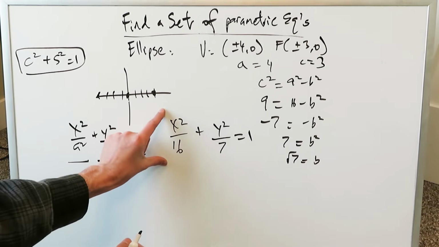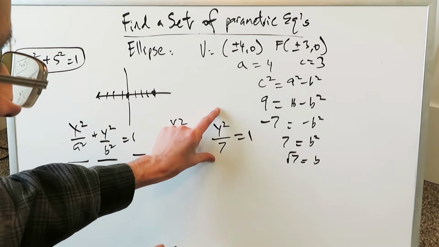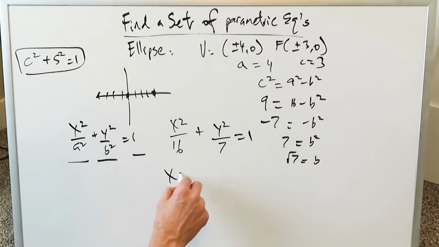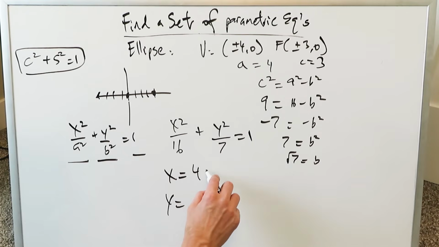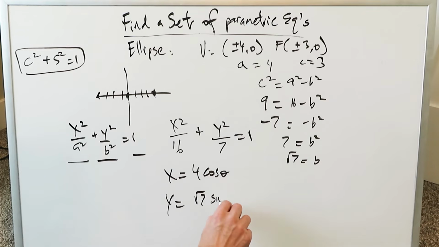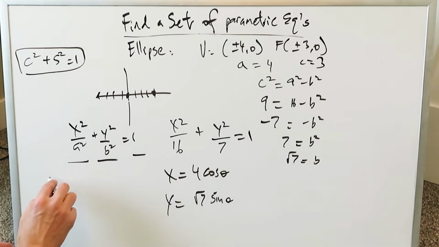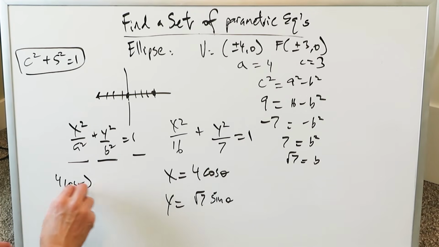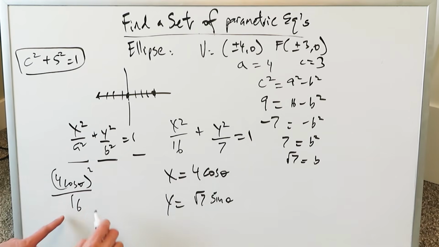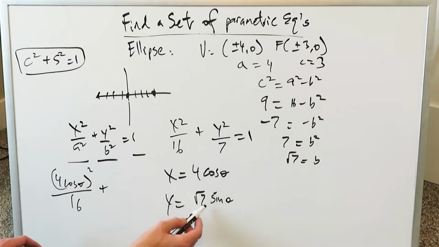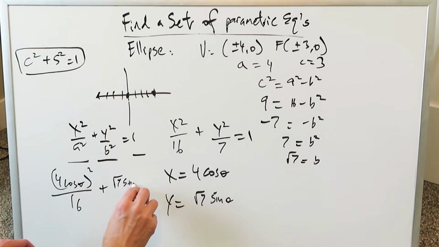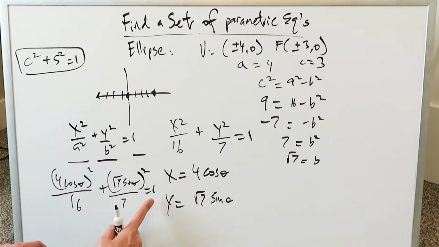I need to somehow develop this into cosine squared theta plus sine squared theta equals 1, and those would be your parametric equations coming into play. For x, if I were to put a 4 over here and a cosine theta, and for y I would put a root 7 and a sine theta, it would work out. Because when I substitute these in here, look what would happen. You'd have 4 cosine theta whole square over 16, which is your a square, plus root 7 sine theta whole square over the 7, which is your b square, is equal to 1.